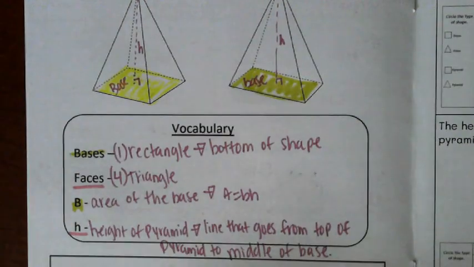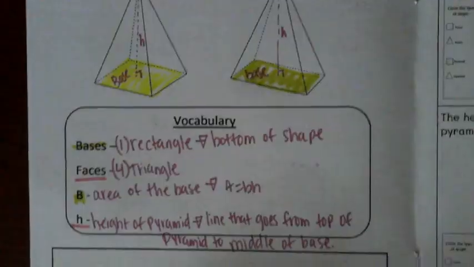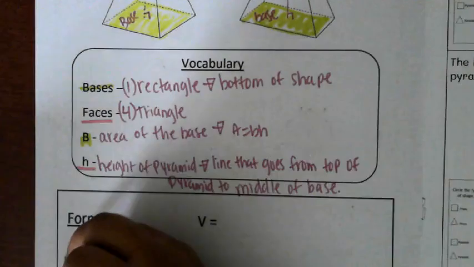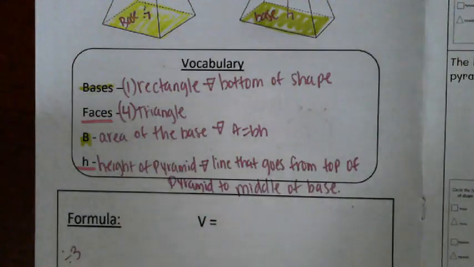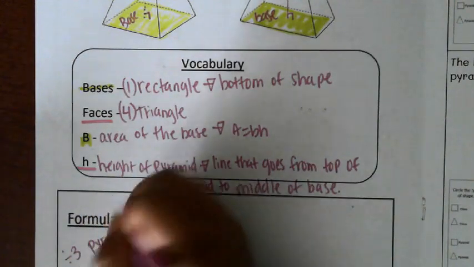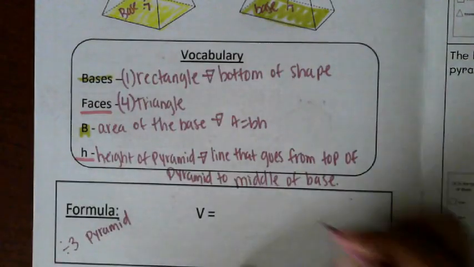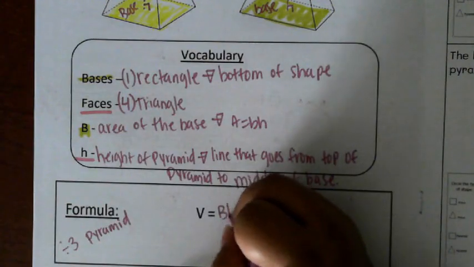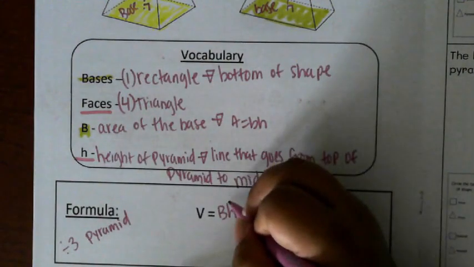Okay, so for the formulas, you have to remember that you're going to get your answer, and then you're going to divide by 3. This only is done with pyramids, not with prisms. Okay, so the formula for this is going to be V equals big B times height.